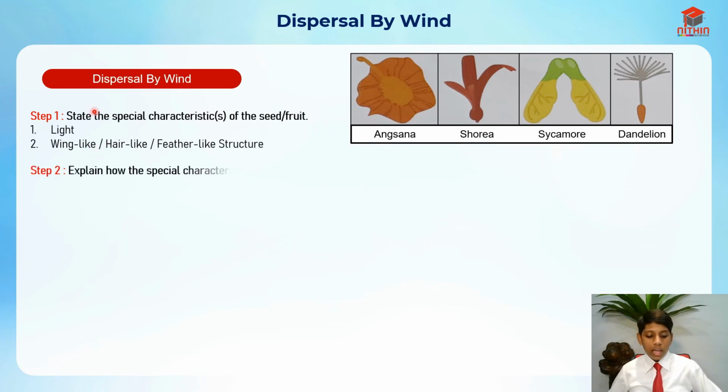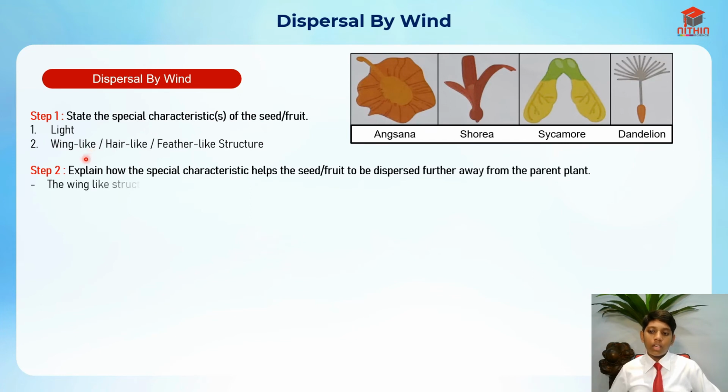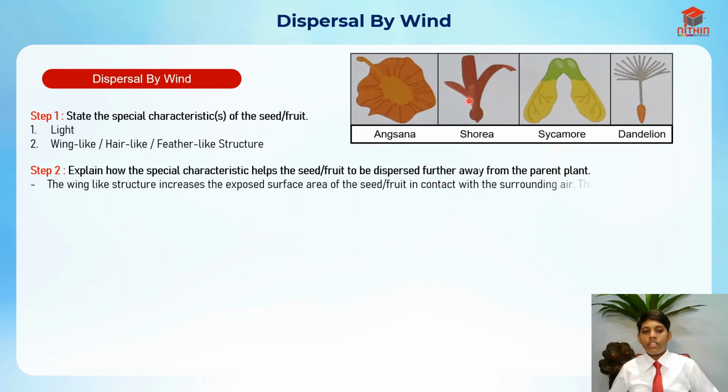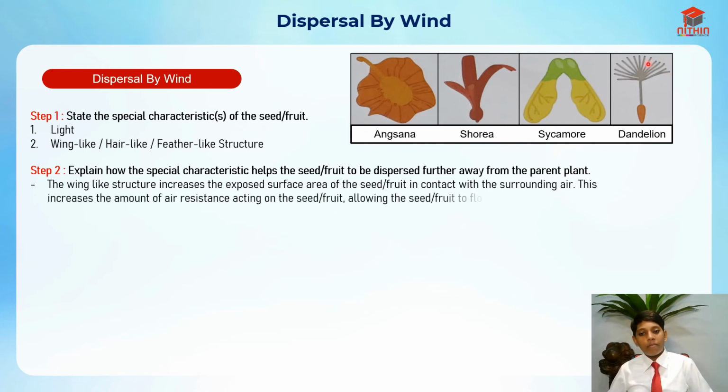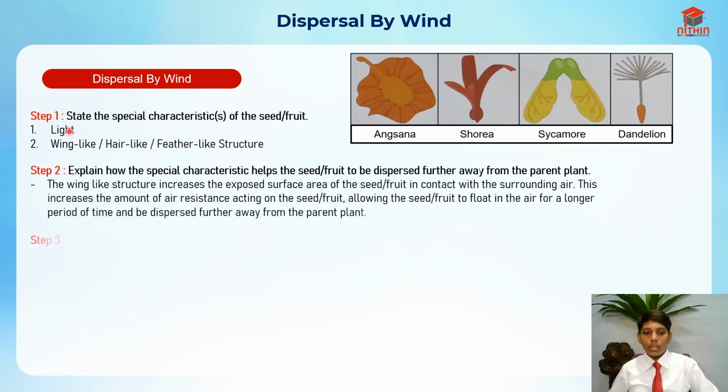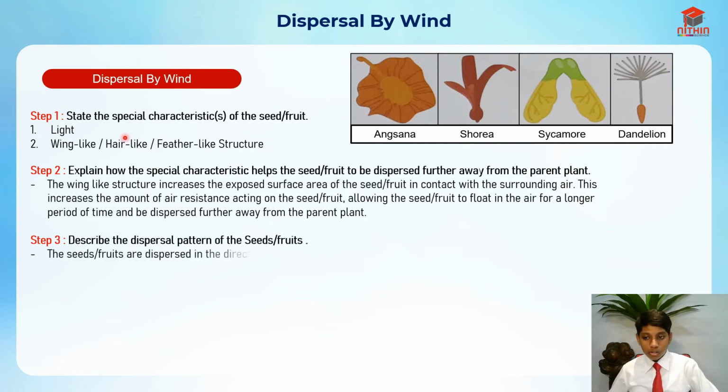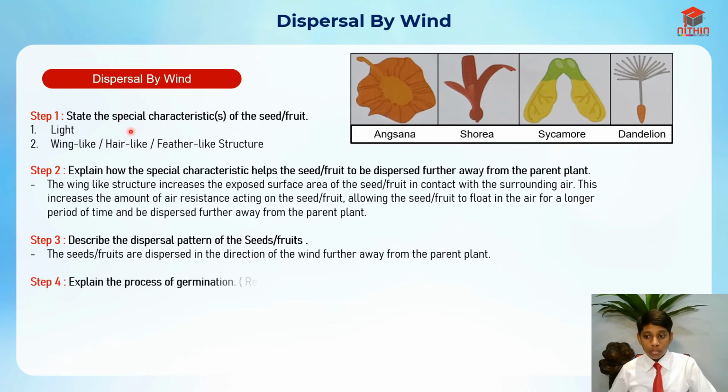Basically they are light, wing-like, hair-like, feather-like. This is a hair-like structure. We base it on what type of plant it is. So for the shoria, we can say it's a wing-like structure, and maybe for the dandelion we can say hair-like structure. So we state these special characteristics.